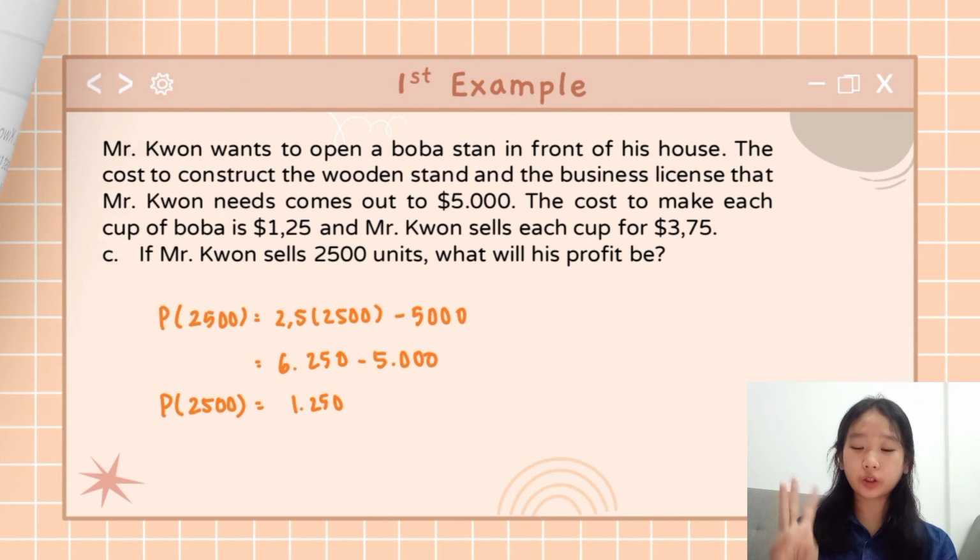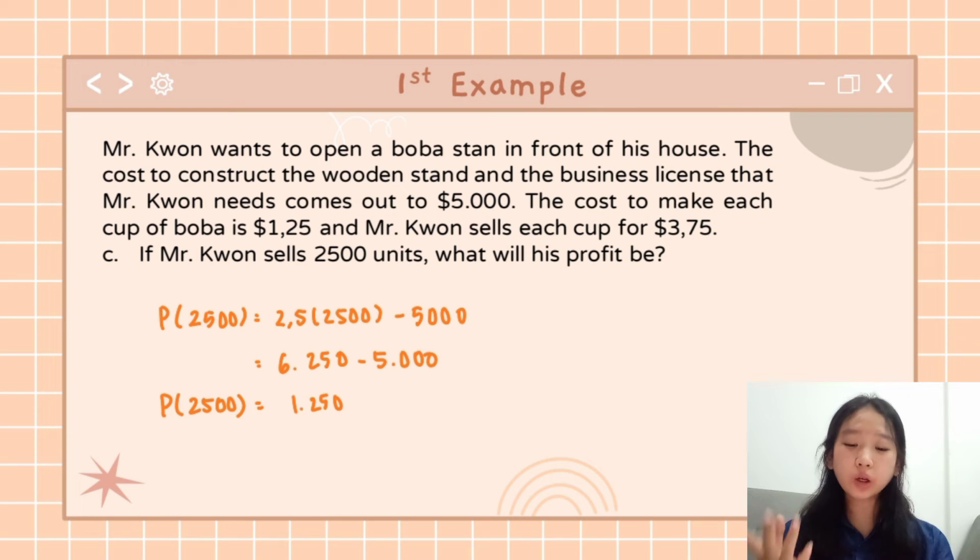For the next question, the third and last one: if Mr. Kwon sells 2,500 units, what will his profit be? Using the same equation from A1, we enter X using 2,500. So P of 2,500 equals 2.5 times 2,500 minus 5,000, which is 1,250. So it means it's plus. Mr. Kwon is already making a profit.